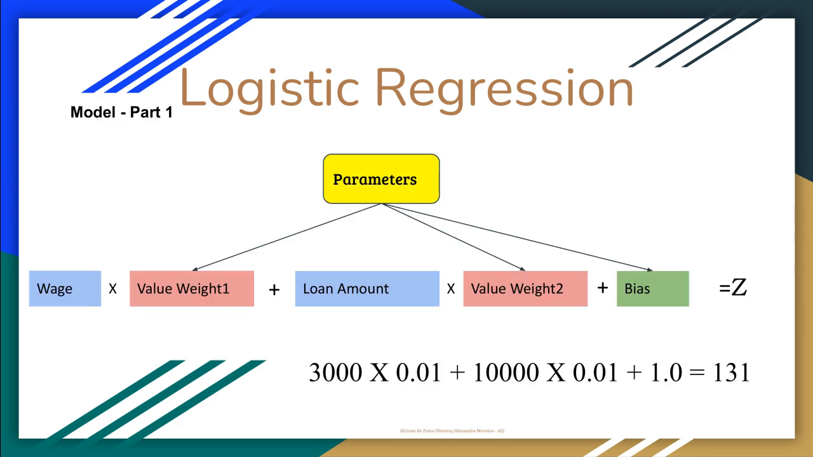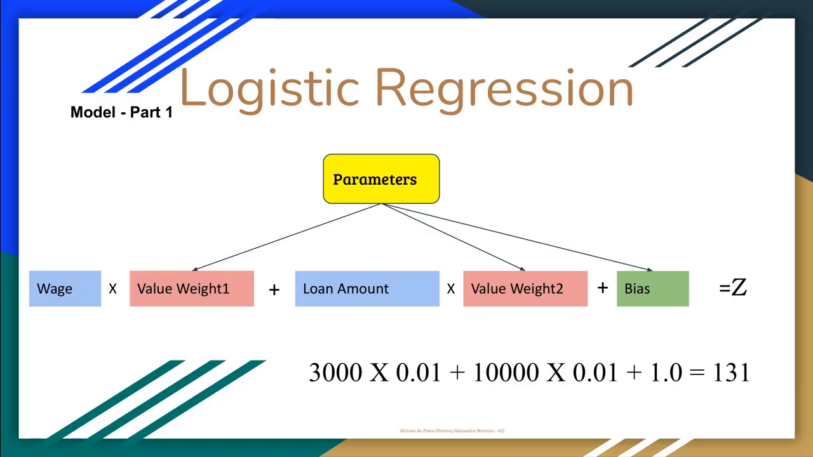Now let's build our logistic regression model. In the first part of the model, we take each input value. In our example, these are the salary value and the loan request value, and we multiply them by a weight and then add a value called bias. The resulting value, let's call it Z.